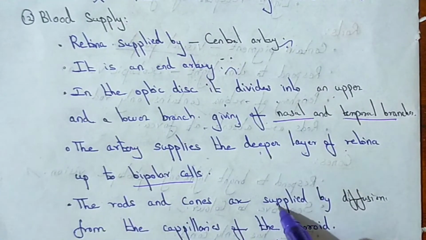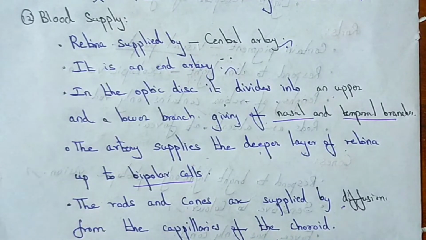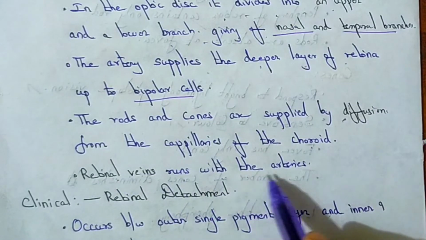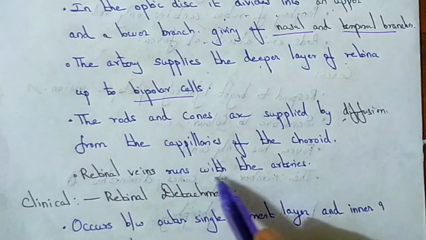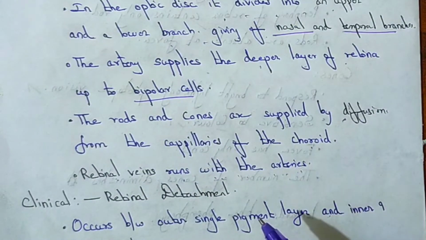The rods and cones are supplied by diffusion from the capillaries of the choroid. Okay, the retinal veins run with the arteries. The retinal veins run with the central artery to drain the deoxygenated blood.